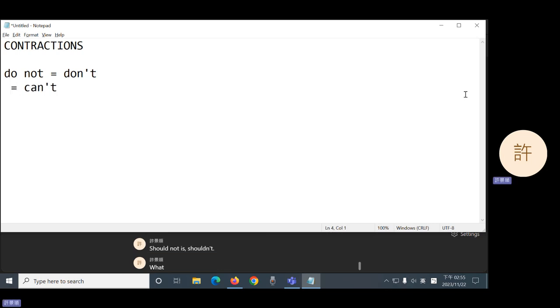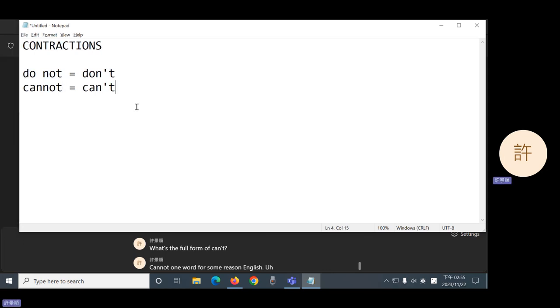What's the full form of can't? Cannot, one word. For some reason, in English, cannot is one word.